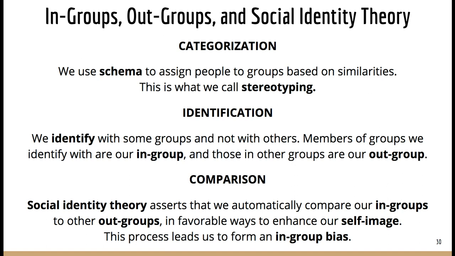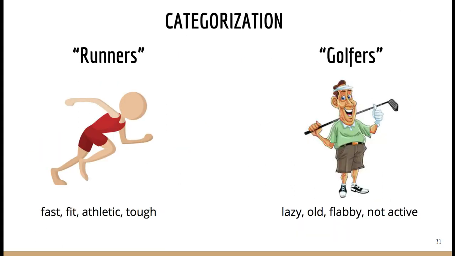So let me give you a very silly example of this from my own experience. Okay. Let's say that I have a couple of categories of people in mind. Okay. There are runners and there are golfers. So I have some schema around what a runner is. I'm thinking back to my own high school experience, by the way. I have some schema about what a runner is like, some descriptors, right? Runners are fast, they're fit, athletic, they are tough.